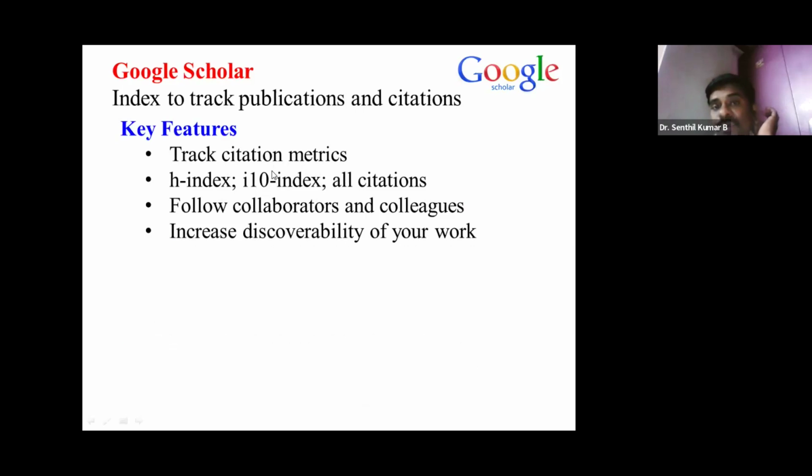The i10 index is a unique feature of Google Scholar. When compared to Scopus and Web of Science, the i10 index is given by Google Scholar alone. You can also follow your collaborators and colleagues, and increase the discoverability of your work.